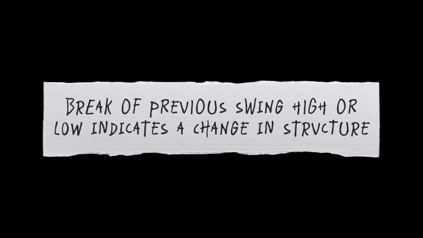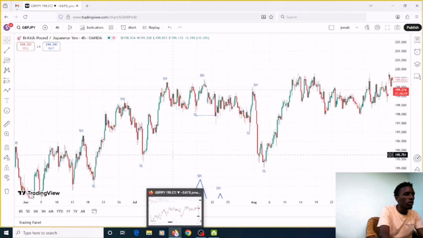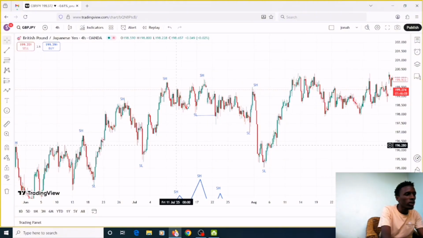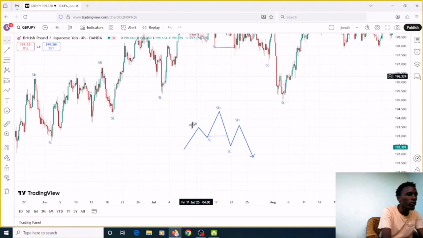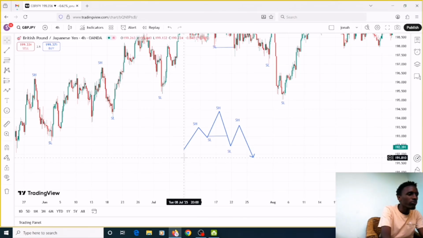So still on swing highs and swing lows, once the most previous swing low or swing high is broken, that could also indicate a change in structure. If it was a bullish scenario like the one I was showing you right here, once price forms a swing high and then a swing low, then a swing high, and then price breaks the most previous valid swing low that we're having here, this shows a shift in structure. Literally, we are going to be changing our trend from bullish to bearish. That's what I'm trying to show you guys.